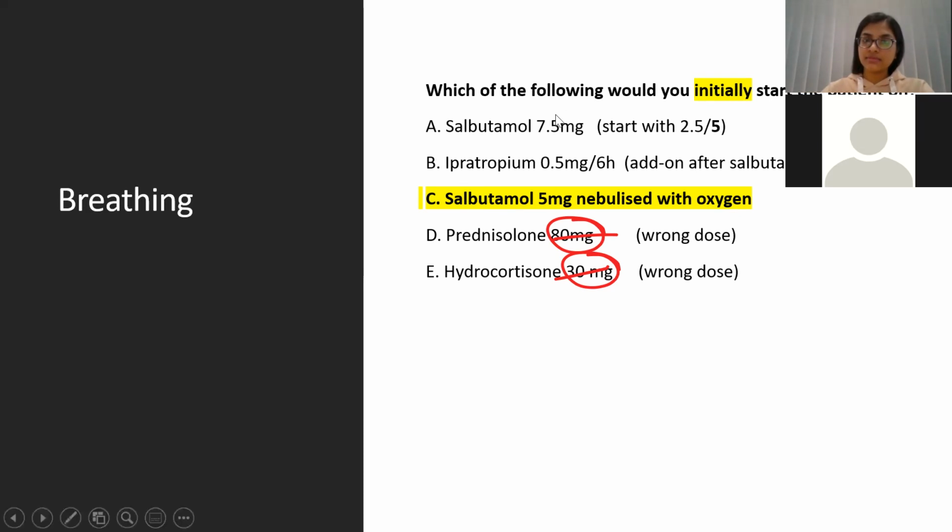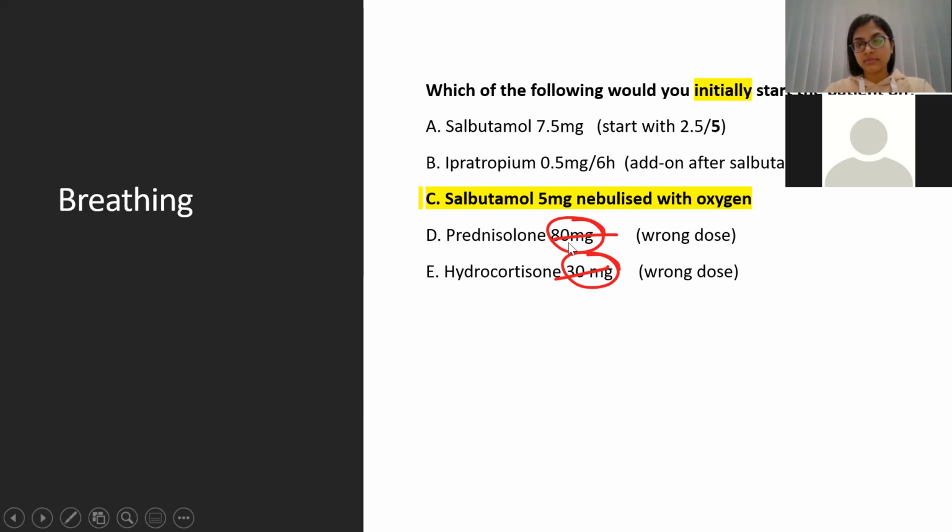So 7.5 would be a bit too much. Usually start either 2.5 or 5. 5 is more commonly used. Ipratropium can be added, but first you want to start with salbutamol, prednisolone or hydrocortisone. So yes, you will also give them a steroid.